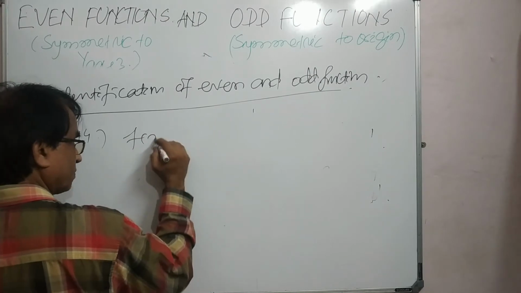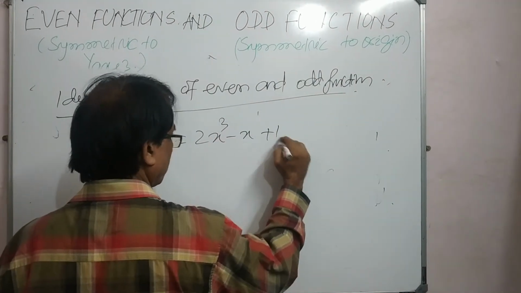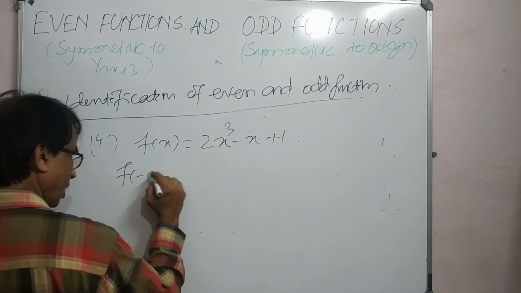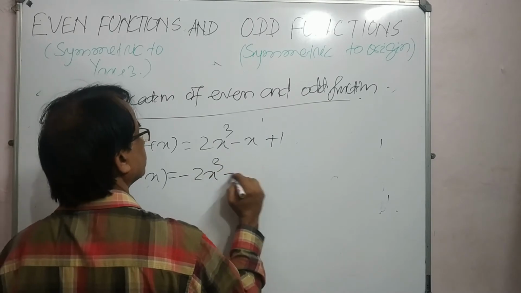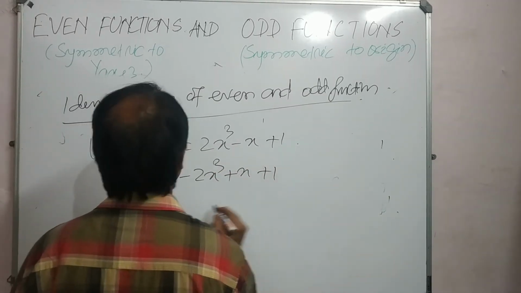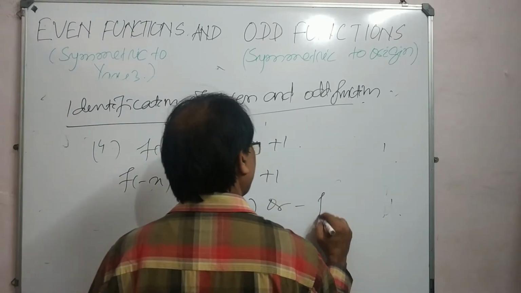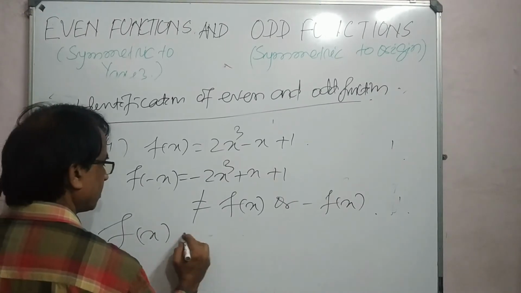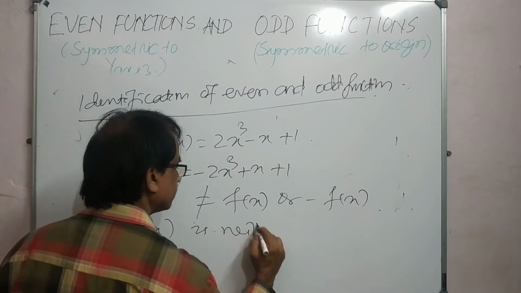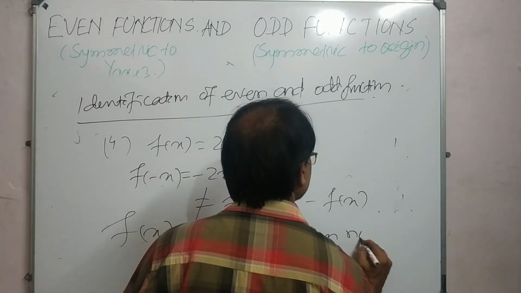Coming to the next, let us discuss this function 2x cube minus x plus 1. If you take f of minus x, it is not equal to f of x or minus f of x. So f of x is neither even nor odd.